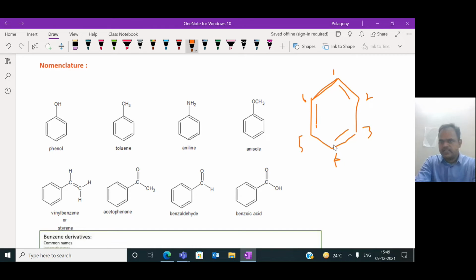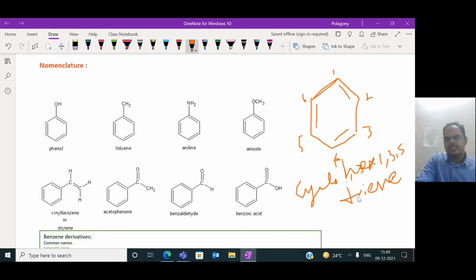Basically this is a cyclic structure, so cyclo. You can write cyclohex, cyclohexene. How many double bonds are there? 1, 2, 3. So 1, 3, 5 triene. This is the IUPAC name.